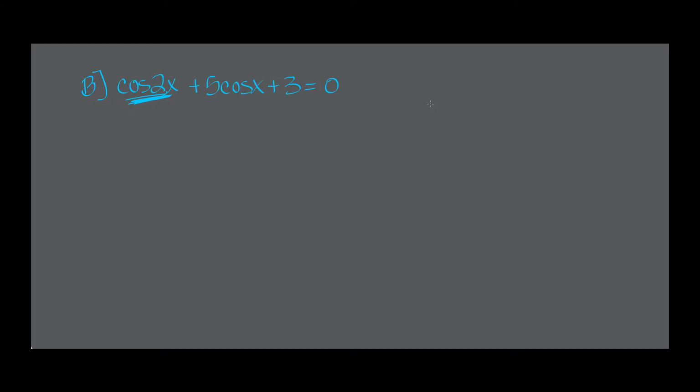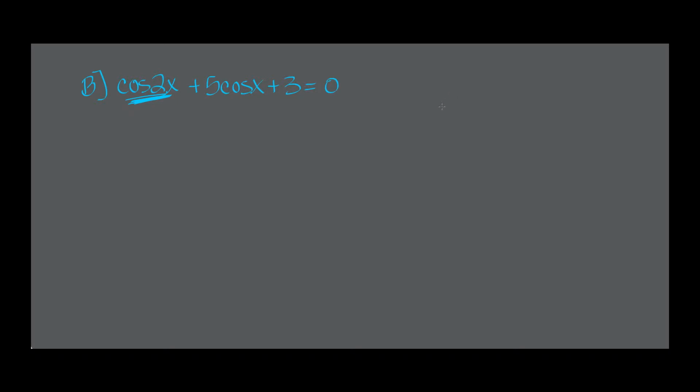If you remember, the cosine of 2x was the one that we had three different forms for. One of them was cosine squared x minus sine squared x. Another one involved cosine squared of x, and the third one involves sine squared of x. So we have to choose one.